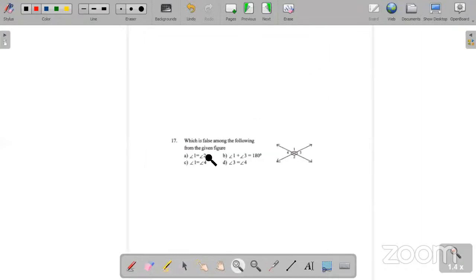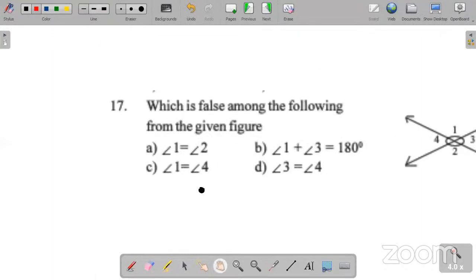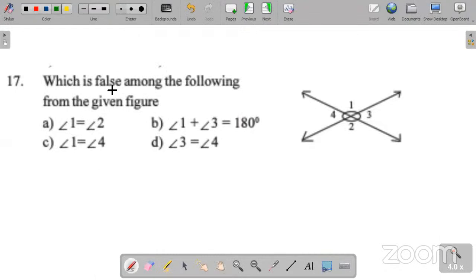Carefully try to do this problem. Which is false? That means which is not correct among the following from the given figure. Angle 1 is equal to angle 2. It is true. Angle 1 plus angle 3 is a linear pair. Yes, it is true. Angle 1 is equal to angle 4. No, it's not correct. Angle 3 is equal to angle 4. Yes, true. We need to find the false statement. This is the false statement, so C is the right answer.